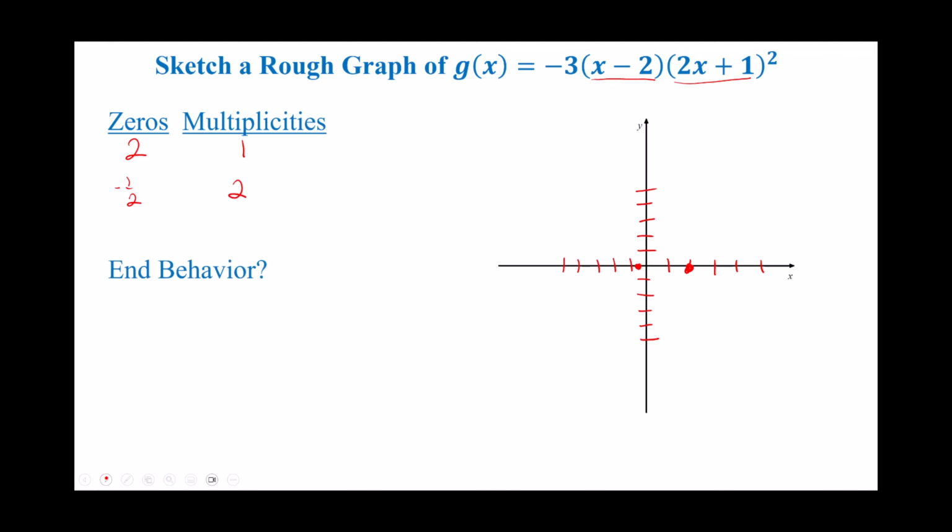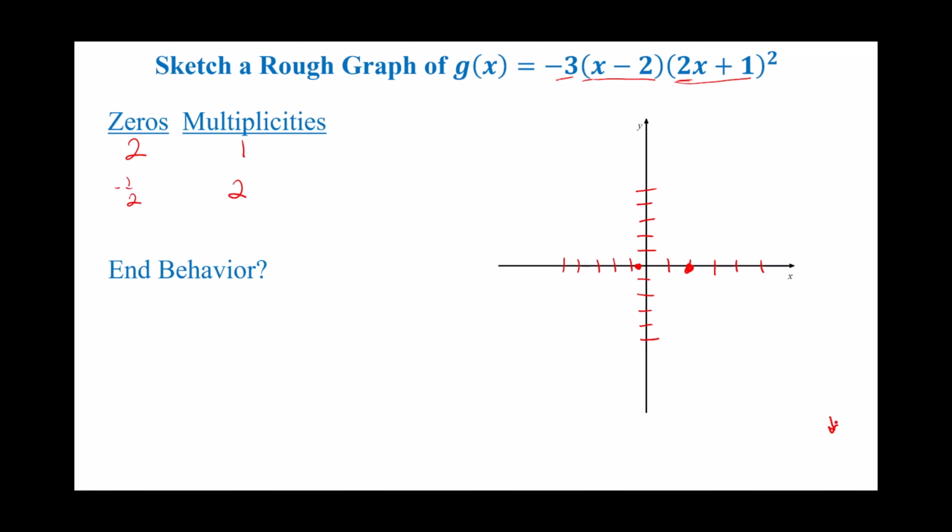For our end behavior, our leading coefficient is going to be negative. Our leading coefficient would be negative 3 times 1 times 2 squared. That's going to give us a negative number. So if the leading coefficient is negative, it's going to go down on the right. So that arrow is just to remind me when I graph we're going to go down on the right.